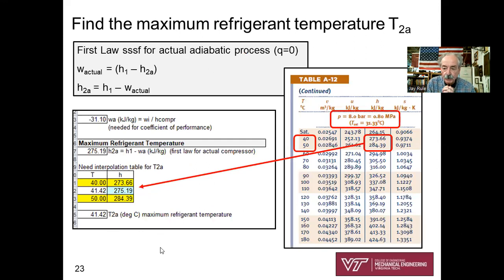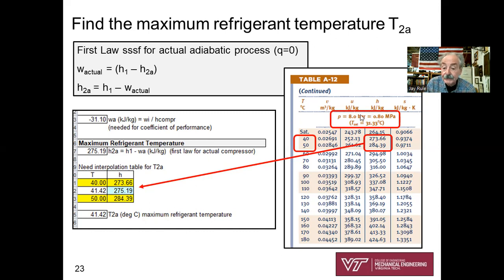Now we're going to work on the maximum refrigerant temperature before we move along. We're going to apply the first law for the actual adiabatic compressor process: Q in minus W out actual equals H2A minus H1. We do our little algebra to get H2 actual equals H1 minus W actual. So H2 actual is going to be a bigger number than H1, since W actual was negative. I just wrote that down from the previous slide. H2 actual is 275.19. That gives me my second independent property at 800 kPa.